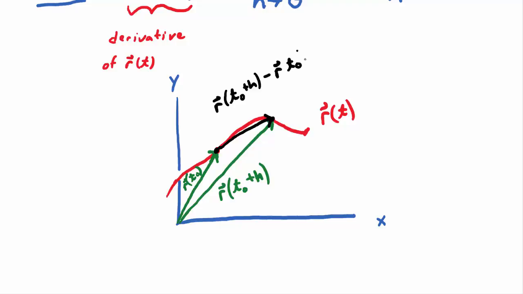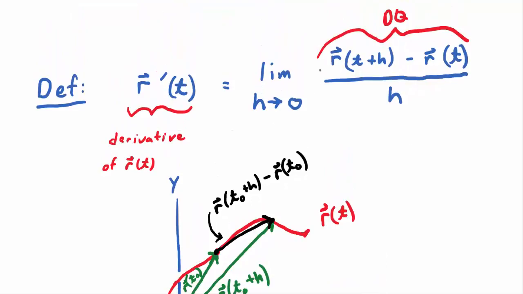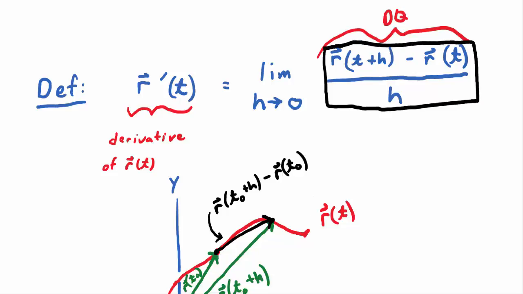Think about what you'd have to do to put this vector in black in component form. You'd have to take the tip of the black vector, which is given in component form by r of t naught plus h, minus the tail, which is given by r of t naught. And that's exactly what this vector is. It's the tip minus the tail, isn't it? So that's the vector in black. So what? Well, that vector then is parallel to this vector difference quotient, isn't it?